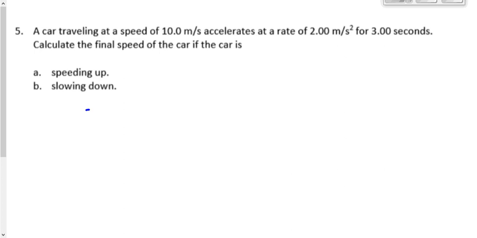Worksheet number 4, specifically 5 questions on that worksheet. Questions 5, 6, 7, 8, and 10. Starting with number 5, it says a car traveling at a speed of 10 meters per second accelerates at a rate of 2.00 meters per second squared for 3 seconds.